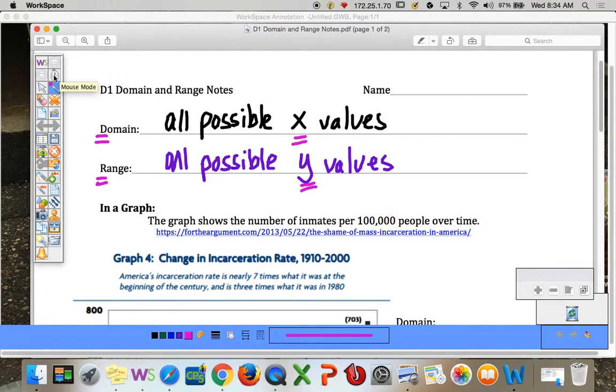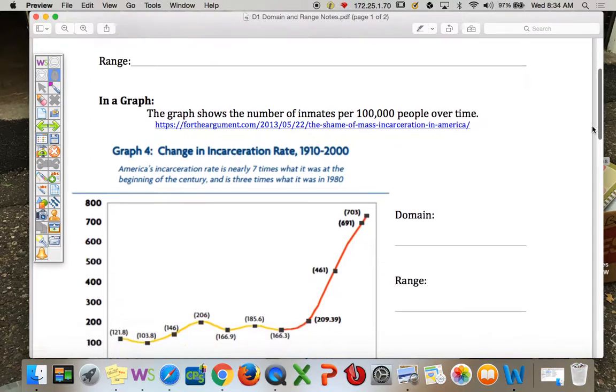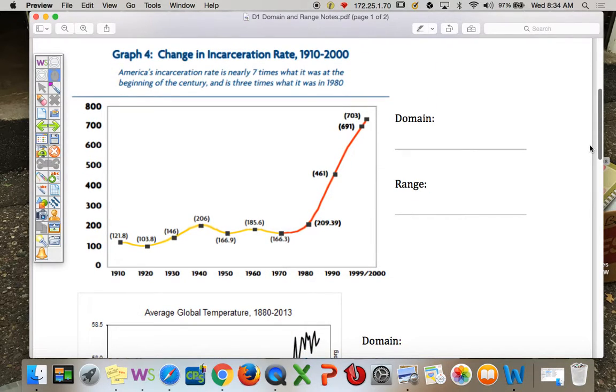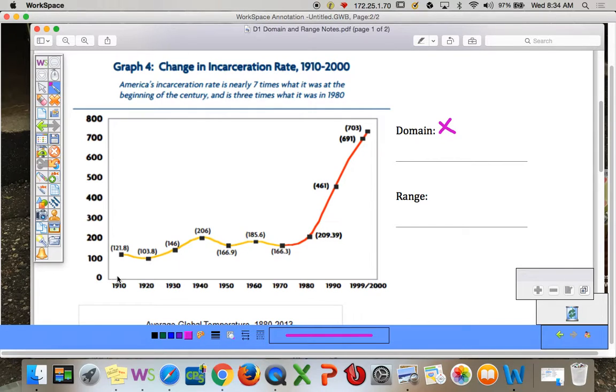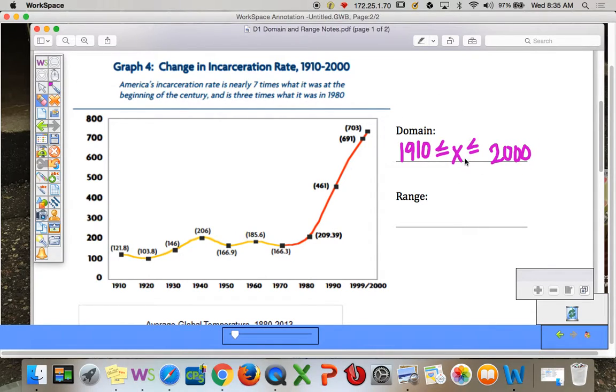So we're going to take a look at domain and range in graphs today. If you take a look at the following graph, the change in incarceration rate from 1910 to 2000, let's just take a look at just the graph. Domain is all possible X values. Our lowest X value appears to be 1910, and that's less than or equal to X, which is less than or equal to our highest value, 2000. So when you write it in this notation, what it means is our X values are between 1910 and 2000.